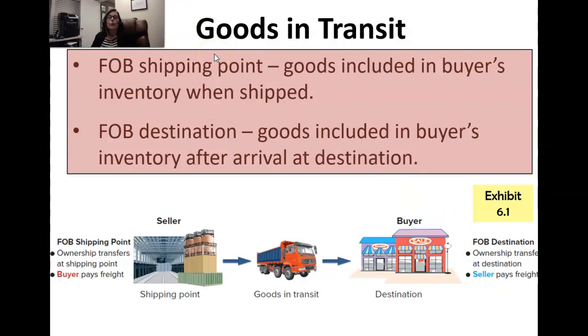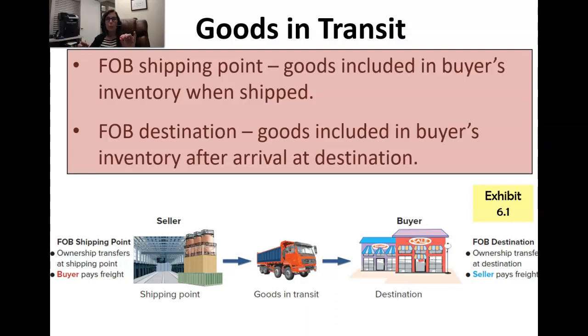All right, so goods in transit. There are two terms to be familiar with. The first is FOB shipping point. The second is FOB destination. And FOB stands for free on board. That's less of a concern. Don't worry about knowing that. It's just a bit of trivia. It's the words that come after that, shipping point and destination, that will tell you whether or not those goods that are being shipped belong to us or someone else.